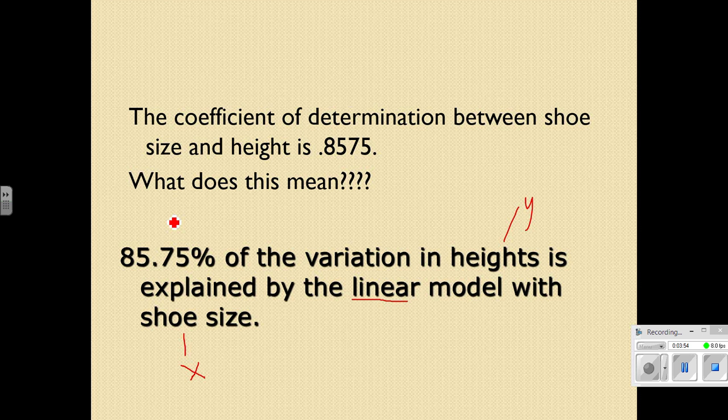So a lot of the variation is explained by shoe size. It's a pretty good indicator, but if we added a few other variables, we'd get an even better feel for how to predict someone's height.